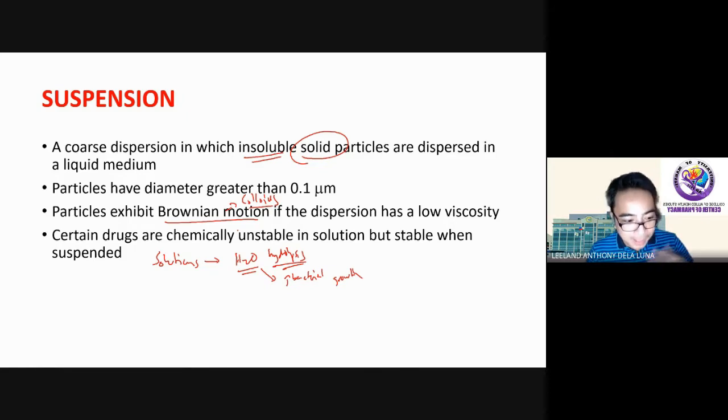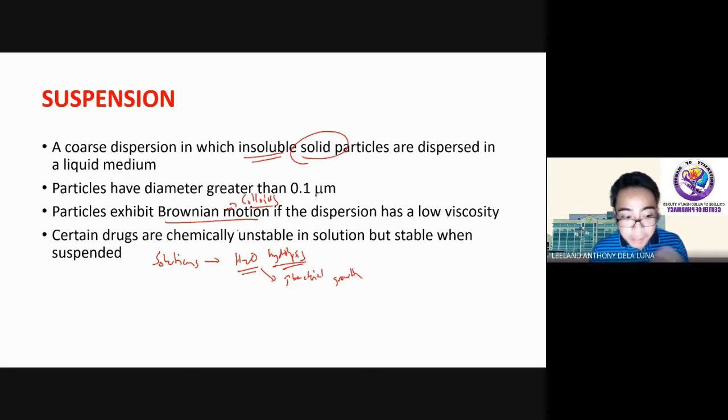Pero kung pwede naman natin bawasan yung mga steps na yon, just to make the drug a lot cheaper, then let's make it into a suspension na lang. Insoluble siya sa tubig, but if I can suspend it there, then I make better use of my medication. So again, class, reason for making drugs into their suspension form, simply because we want it to last longer. To make it more chemically stable.